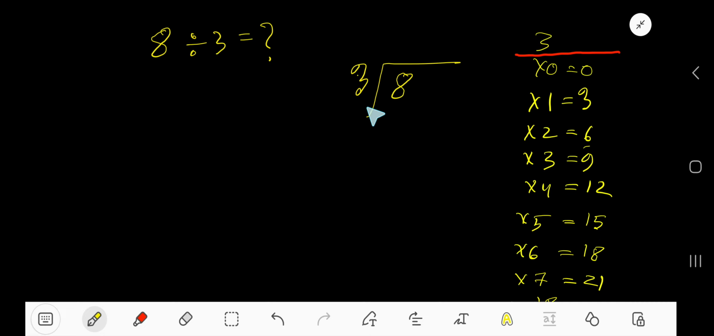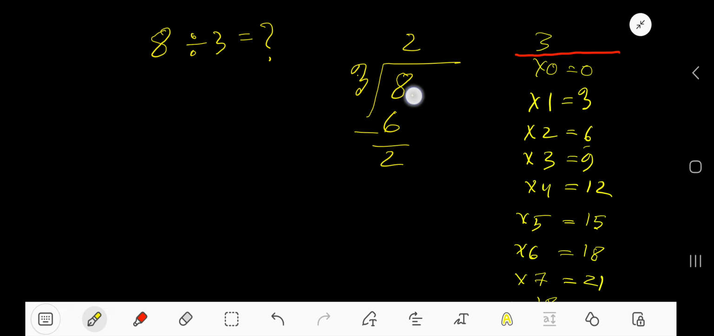This process will continue. 3 goes into 8 how many times? Look, 3 times 3 is 9, which is greater, so 2 times. 2 times 3 is 6. Subtract, you are getting 2. So this 2 is less than the divisor 3, so our guess of the number 2 is correct. So our answer is 2 remainder 2.